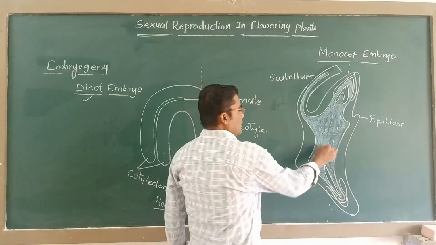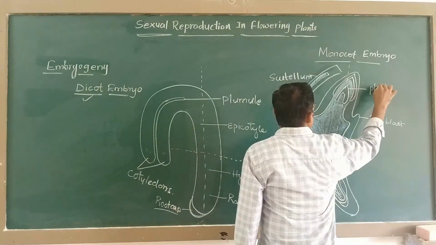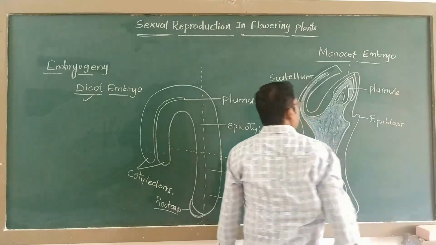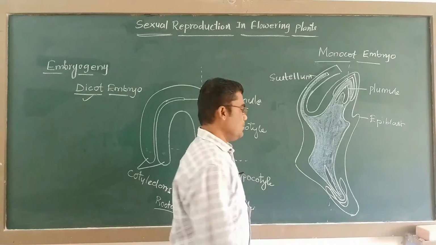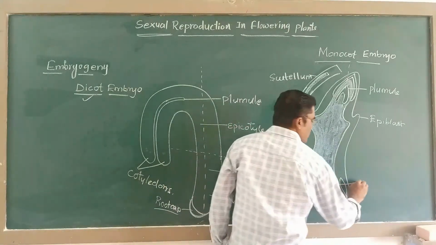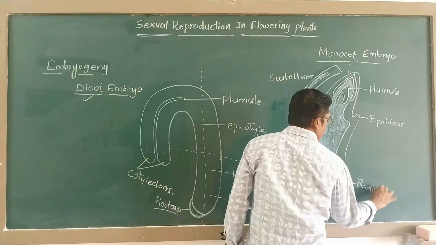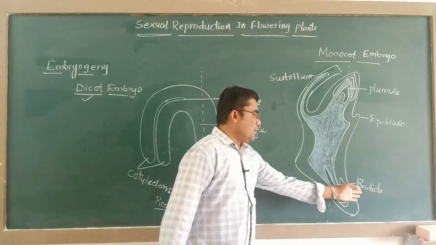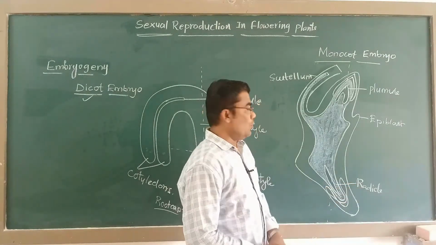Next, when we observe the embryo, here plumule is present, and we know that plumule is helpful for the formation of shoot system. This side we observe the radicle. Here there is a presence of a radicle. In future, after germination, this radicle is helpful for the formation of a root system.